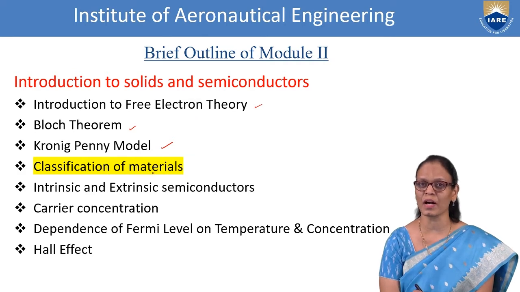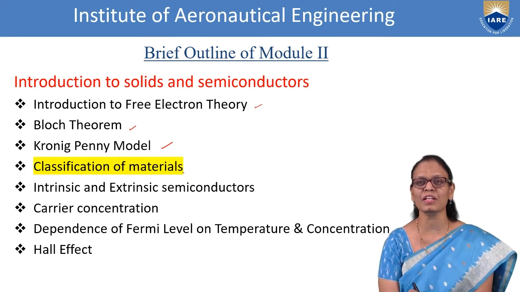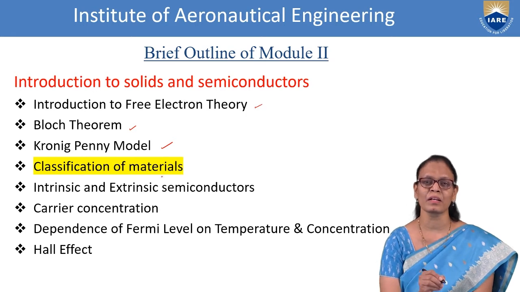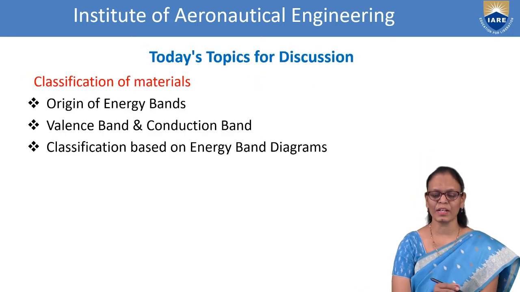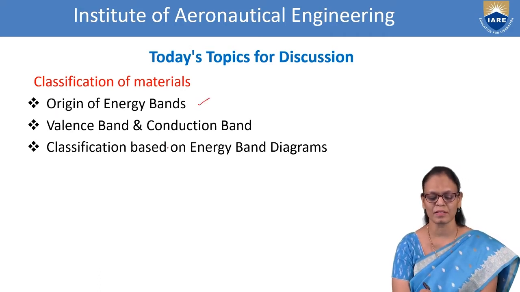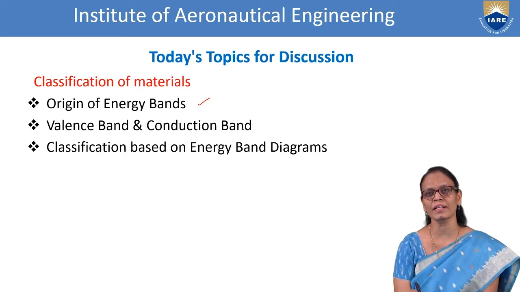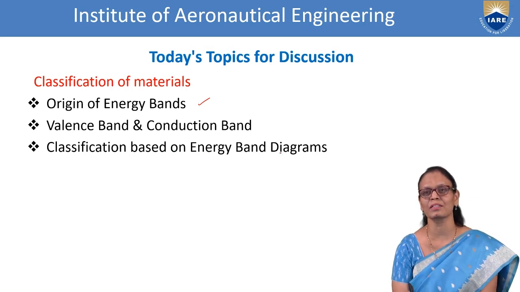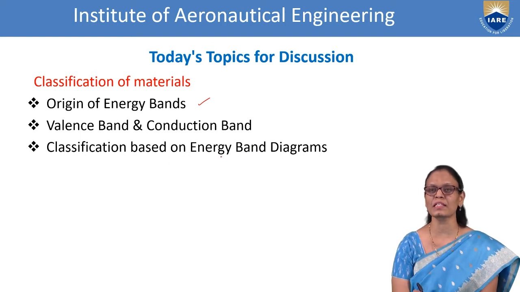So today we are going to understand the classification of materials by using the band theory. So let us first try to understand the origin of energy bands. So how do these bands originate? That is what we are going to understand first. And then we will see what a valence band is, and then a conduction band. Then we will see the classification based on energy band diagrams. How we are going to classify the materials with the help of these energy band diagrams.